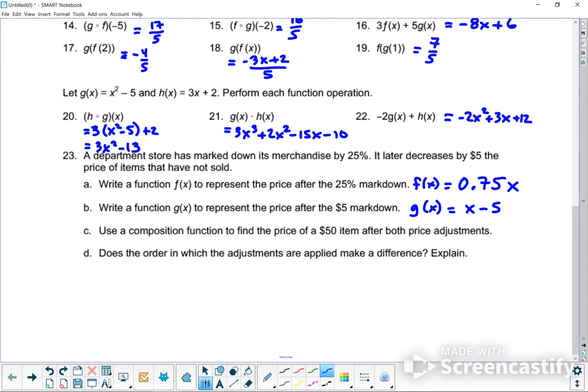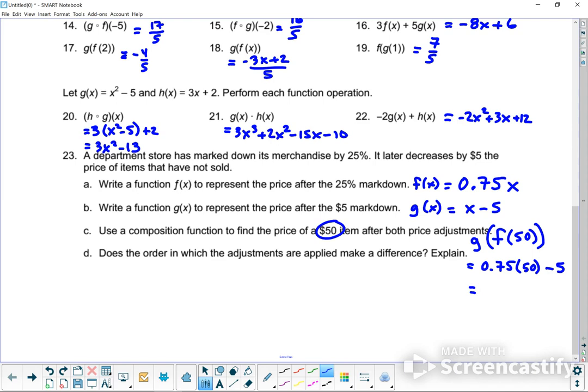First we're going to take the $50 and mark it down by 25%. So this will be f of 50. We're going to do that first, and then we're going to do g of that because we're going to subtract 5 from there. So it'll be 50 into the f function, so it'll be 0.75 times $50. And then after that, we're going to put that amount into g, and that's going to be minus 5. So whatever that makes.